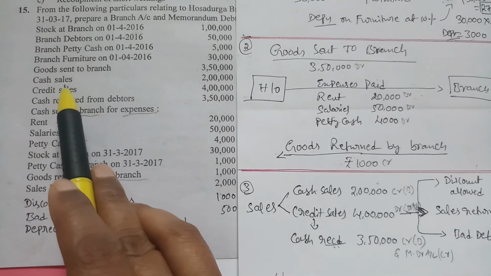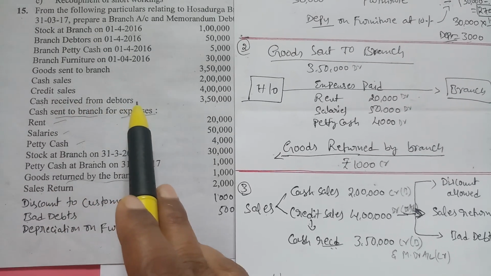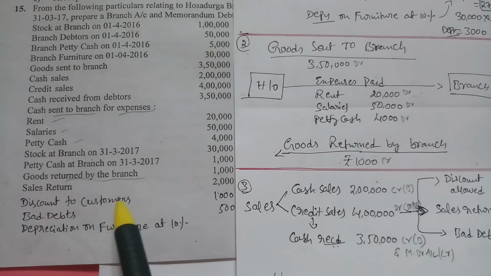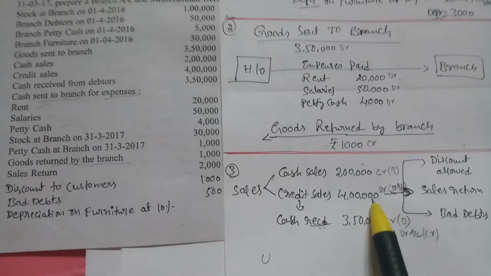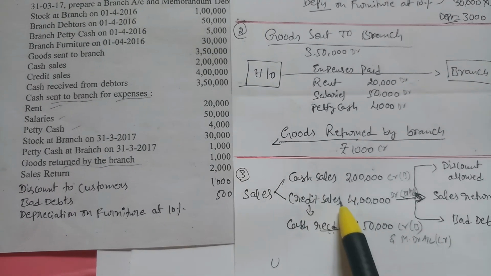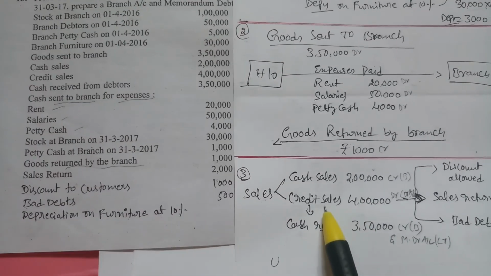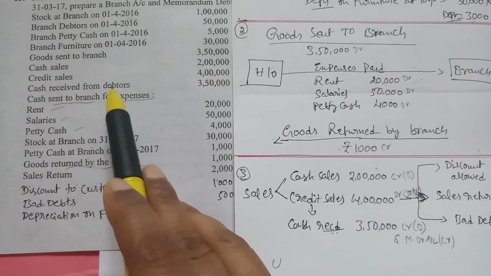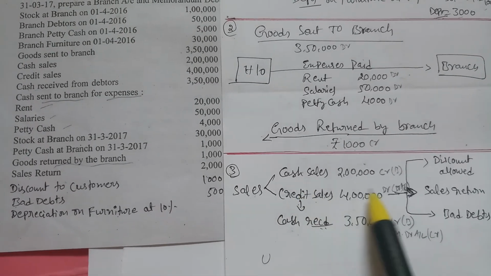See next, cash sales, credit sales, and cash received from the debtors. The items I left to write are sales return, discount to customers and bad debts. These items come in part 3. Sales are divided into cash sales and credit sales. Cash sales are given, credit sales are also given, I have taken them here. Next, cash received from the debtors, I have written here.